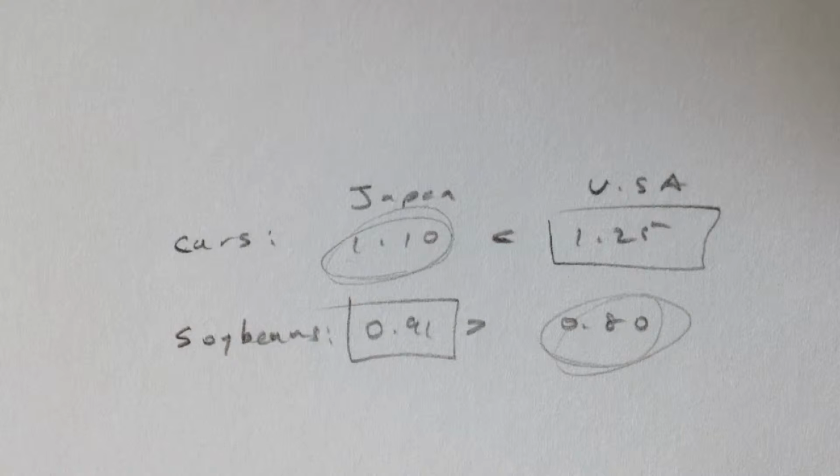So as you can see, Japan has a lower opportunity cost in producing cars when compared to the US, thus giving Japan a comparative advantage in car production, while the US has lower opportunity costs in soybean production, giving the US a comparative advantage in growing soybeans. This actually reflects how it is in real life.